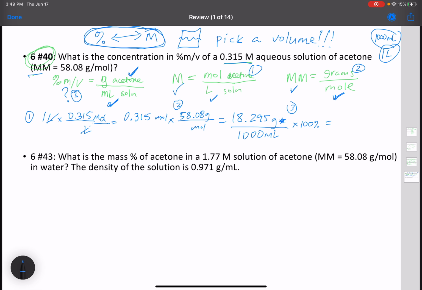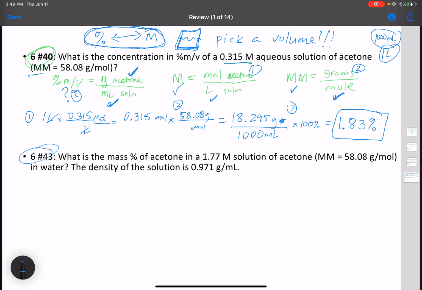So divided by 1,000 times 100 is 1.8, and now I'm going to round it to our 3 sig figs because this is my final answer, 1.83%. Okay, so the key here is that you won't be able to start this problem unless you pick an amount. And the reason you can pick an amount to start with is because it doesn't matter what the amount is, the concentration is not changing. Okay, the concentration is independent of the amount of liquid you have. And since you're just going from one concentration to another, you can do that.